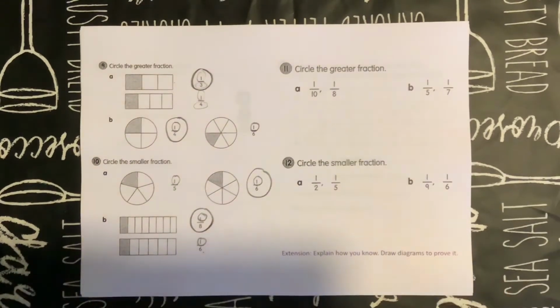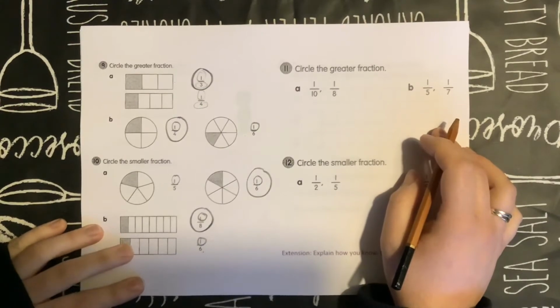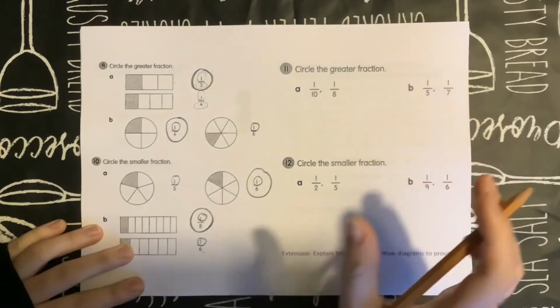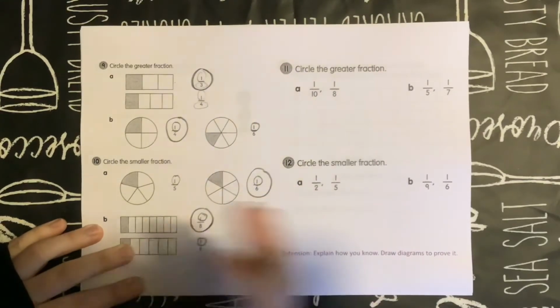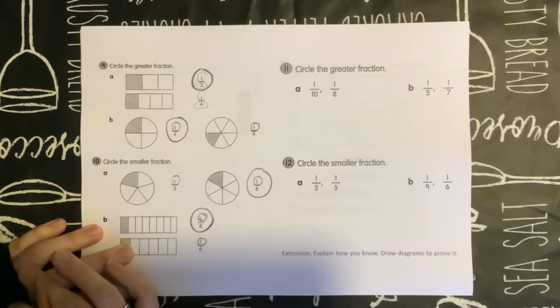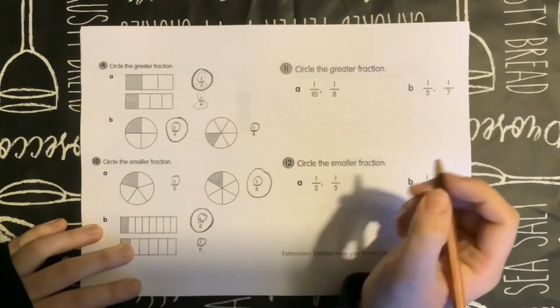So now we're going to have a look at when there's no pictures, but of course you could still use your own pictures. Just be really careful that when you're drawing it, your parts are equal and also that your 2 bars are the same length, because if they're different sizes, then your parts are going to look different anyway. So 1/10 and 1/8, which one is greater?